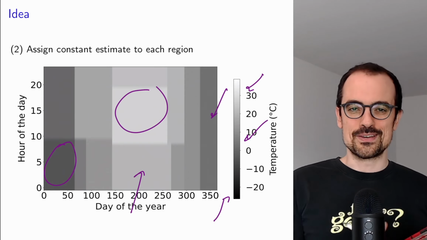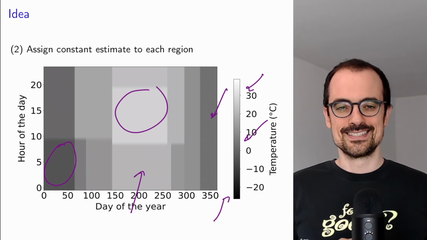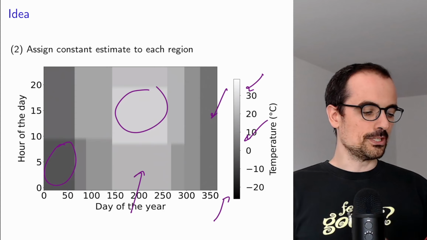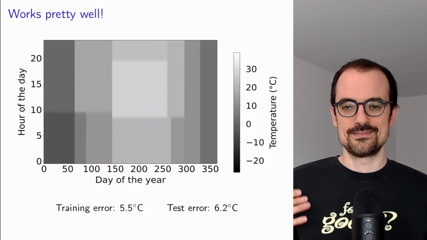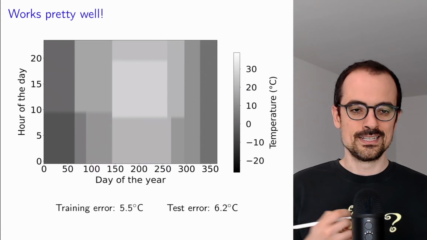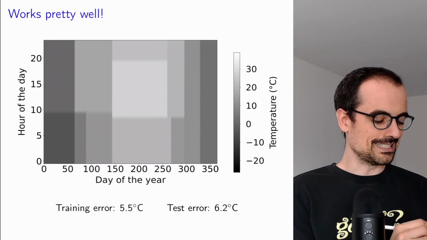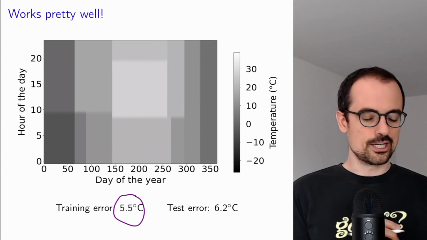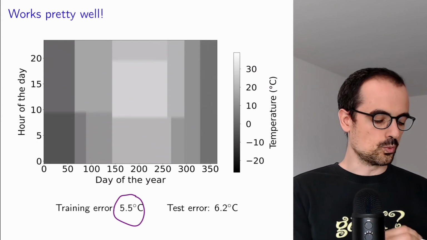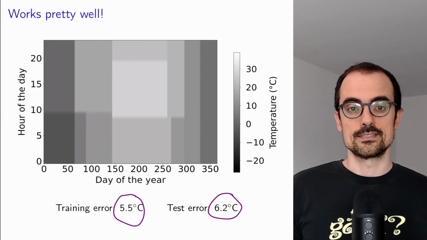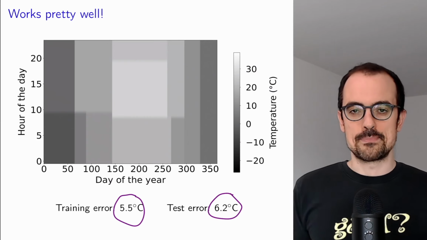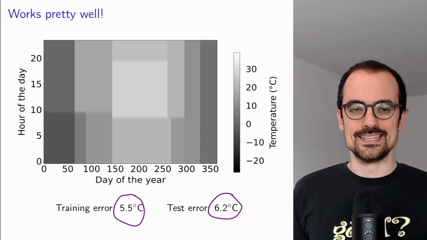In the rest of the video, we're going to learn how to build such an estimator, but first let me show you that indeed it works much better. It achieves a training error that is half the training error of the linear model, and it generalizes well to the test set when we apply the model on the 2016 data.